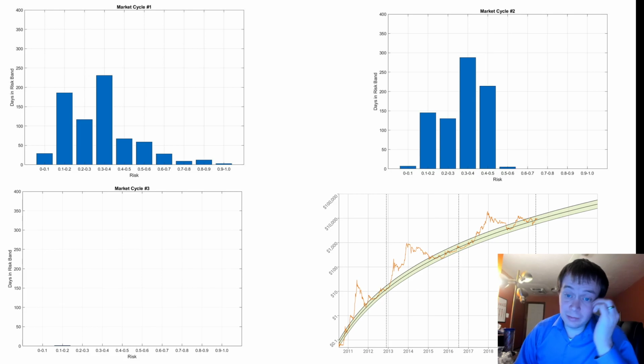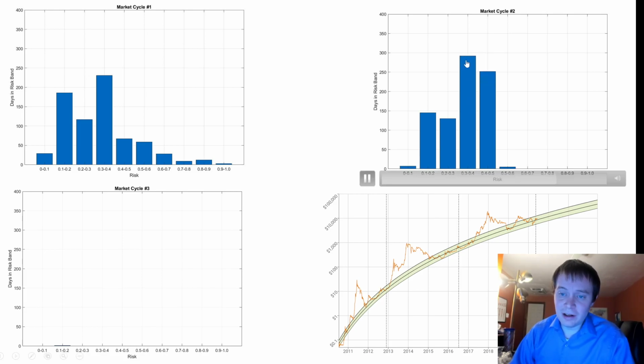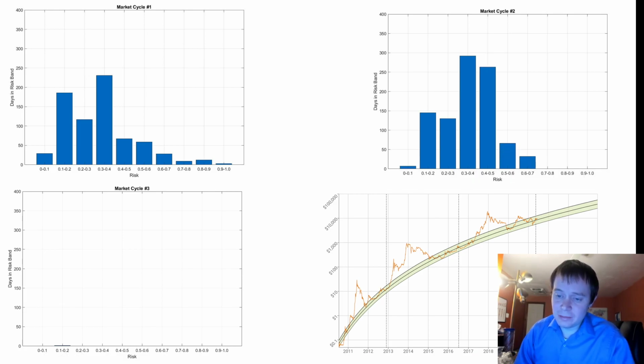But you can see, again, we spent a long time. I mean, so far in the 0.3 band, it looks like it's already at around 300 days. This band, another 250, 260 days. And then we came up to the higher risk band. Now it's dancing between, say, 0.5 and 0.6, flirted with 0.7, back to 0.6, back to 0.5.